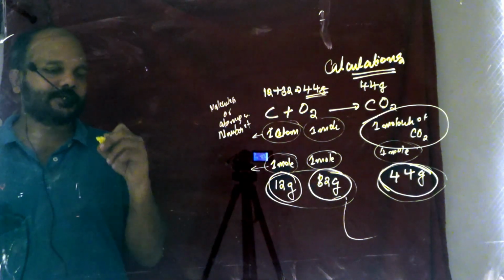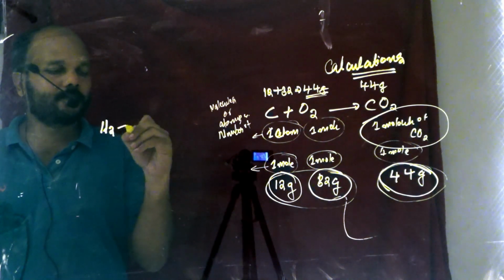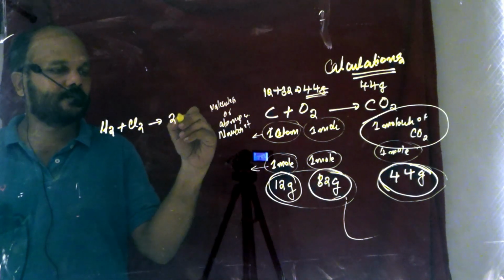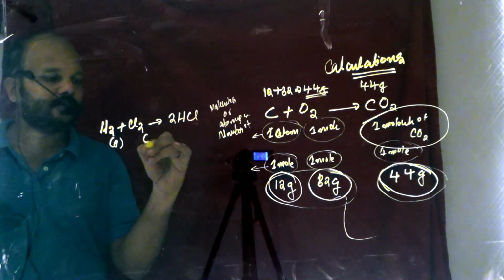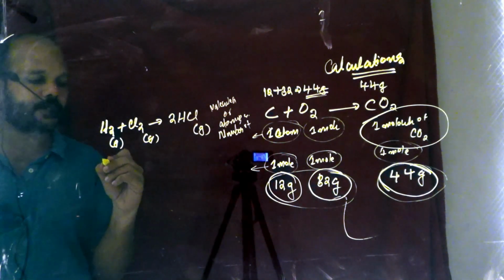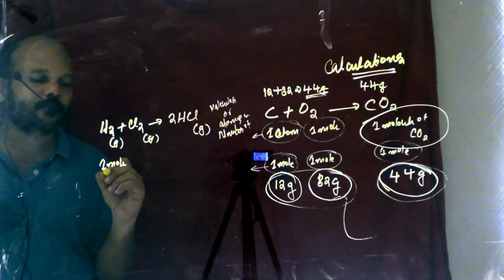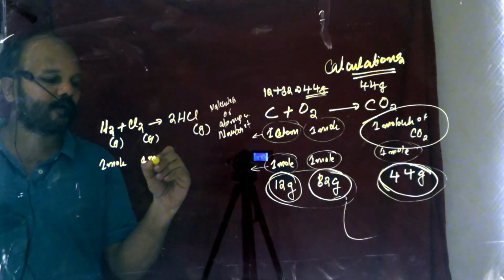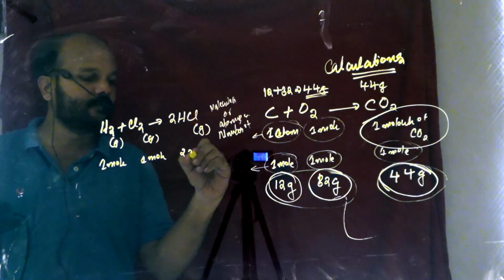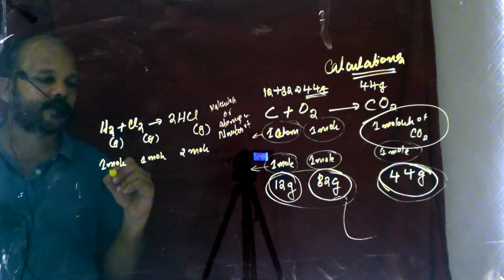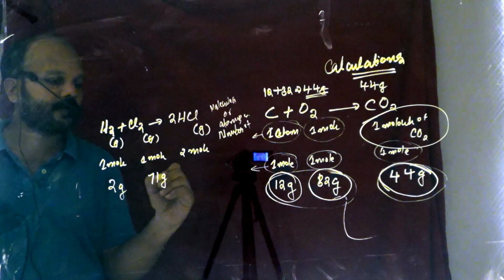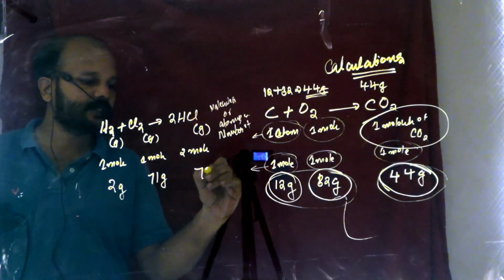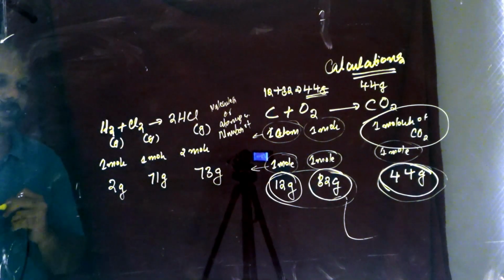If you are writing another reaction, H2 plus Cl2 gives 2HCl. Suppose all are gases. Taking it in terms of moles, one mole of H2 reacts with one mole of Cl2, and it is going to form 2 mole of HCl. Or if you are taking 2 gram of H2, it reacts with 71 gram of Cl2, and it is supposed to form 73 gram of HCl. So this is the ratio.